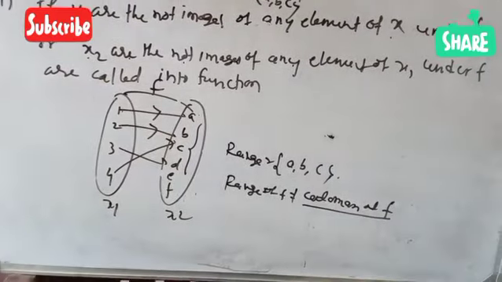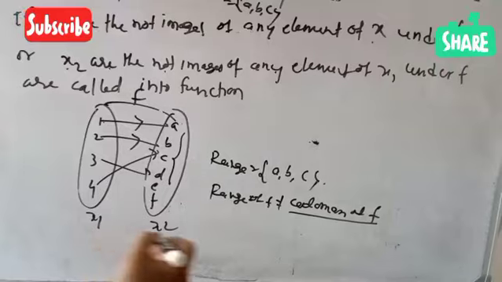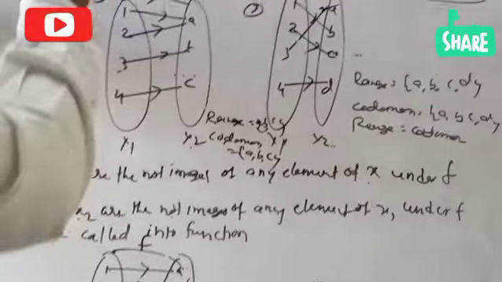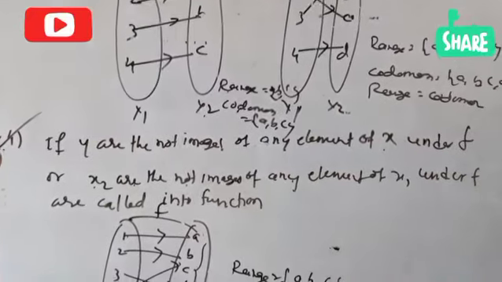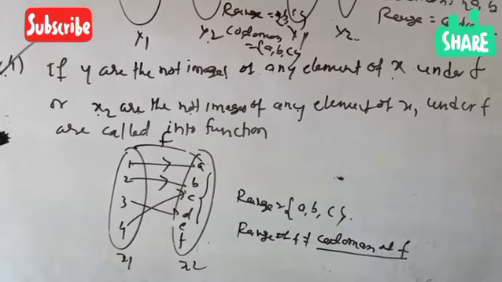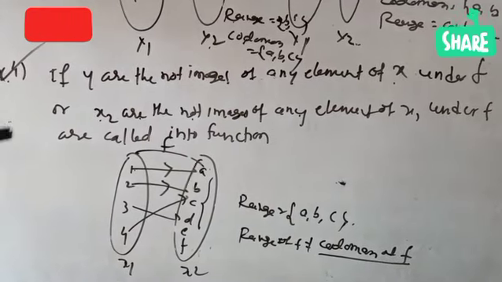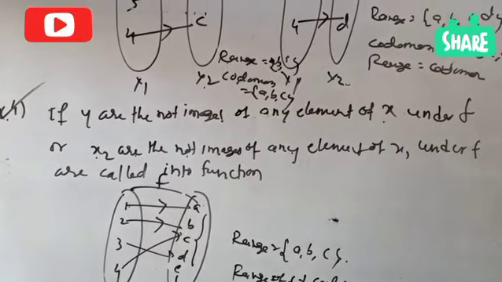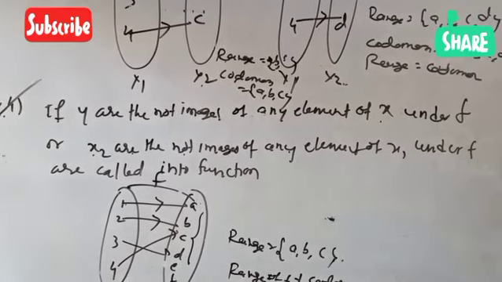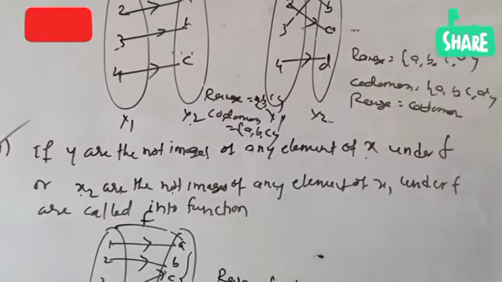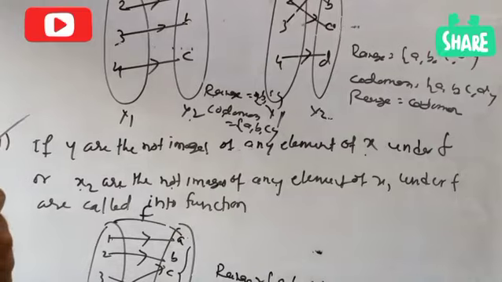If the range of f is not equal to the codomain of f, then the function is said to be an into function. Therefore, these are the four types of functions: one-one function, onto function, many-one function, and into function. If the function is not one-one, then it is a many-one function. If the function is not onto, then it is an into function. Therefore, these are the most important types of functions.